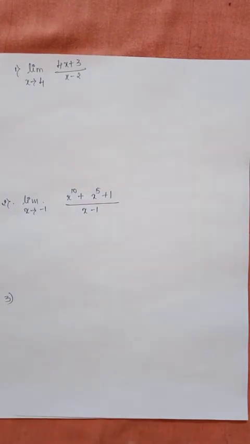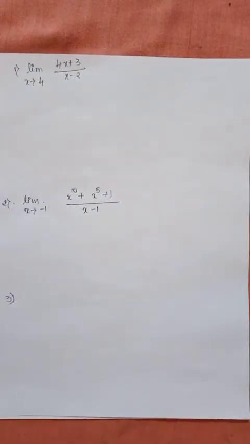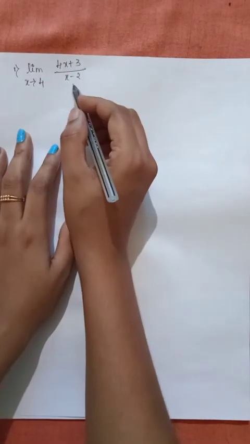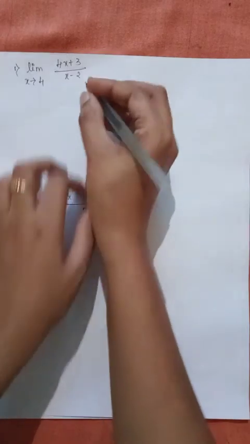If you see the first one. Okay, first one. What you have to do here? You just have to put the limit value. Correct? Because the first thing is it is a rational function, so the step remains the same. First, you just have to put x is equal to 4. Okay, so put x is equal to 4, so what you will get?